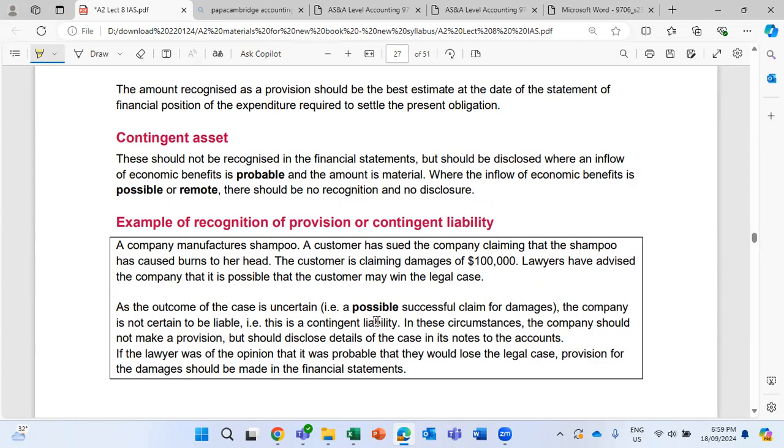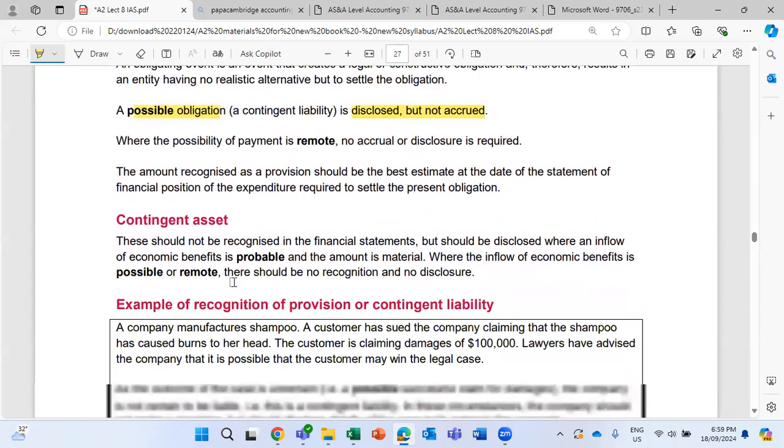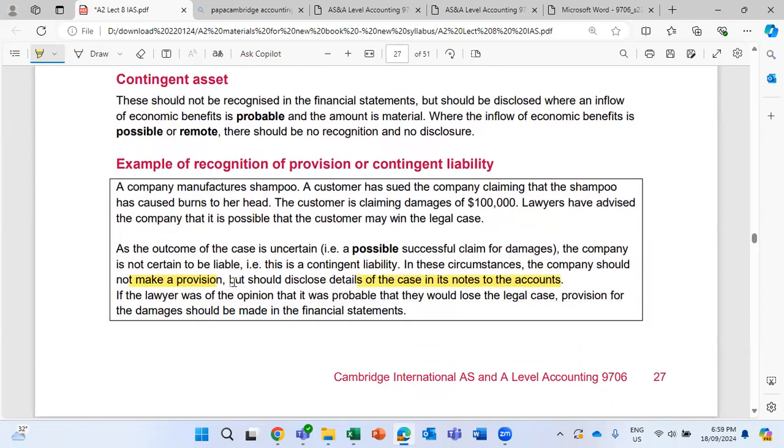In this case, the company should not record it as a transaction, meaning should not make a provision, but should disclose details of the case in its notes to the accounts, as what was mentioned here. A possible obligation is disclosed but not accrued.